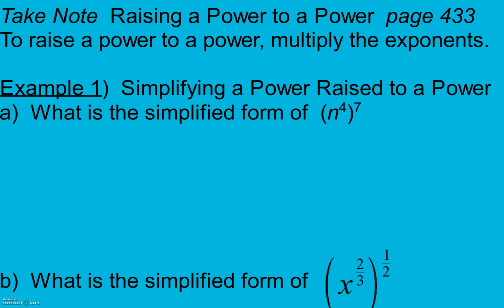So, in example 1 here, we have n to the 4th power raised to the 7th power. n to the 4th power is our base. So we're taking our base times itself 7 times. Now, if we look at each one of those factors, the base is n raised to the 4th power, so our base times itself, exponent number of times.